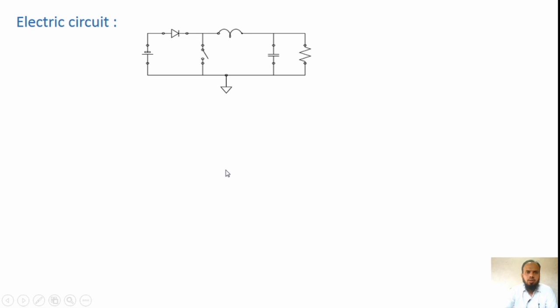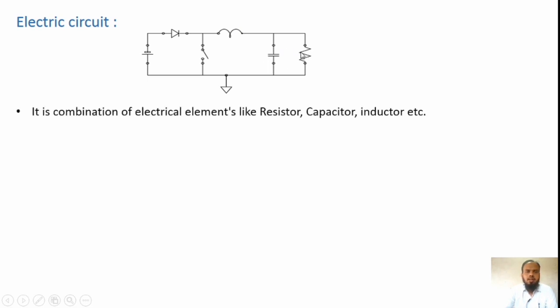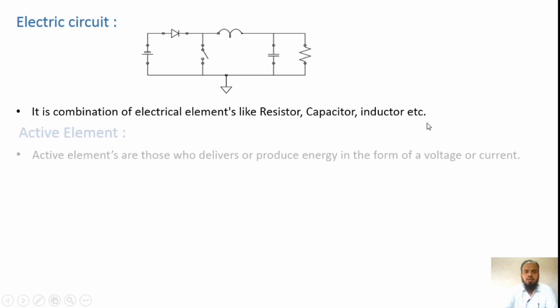Here, firstly, we see what is meant by an electric circuit. The diagram shows different electric elements like diode, switch, inductor, capacitor, and resistor connected with each other. So we can say that it is a combination of electrical elements like resistor, capacitor, inductor, etc.